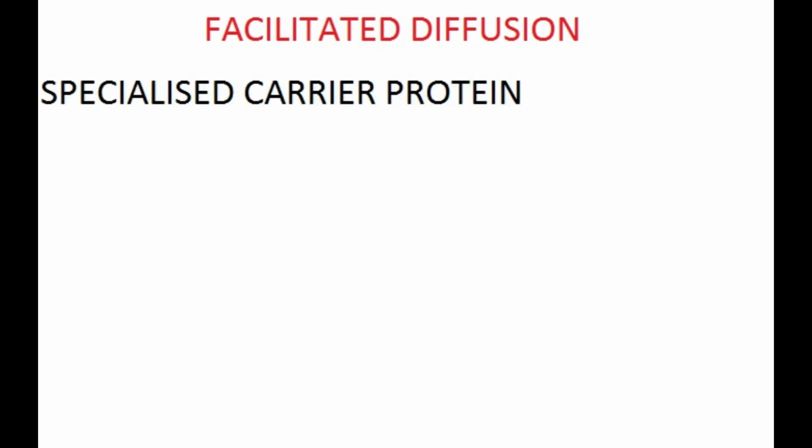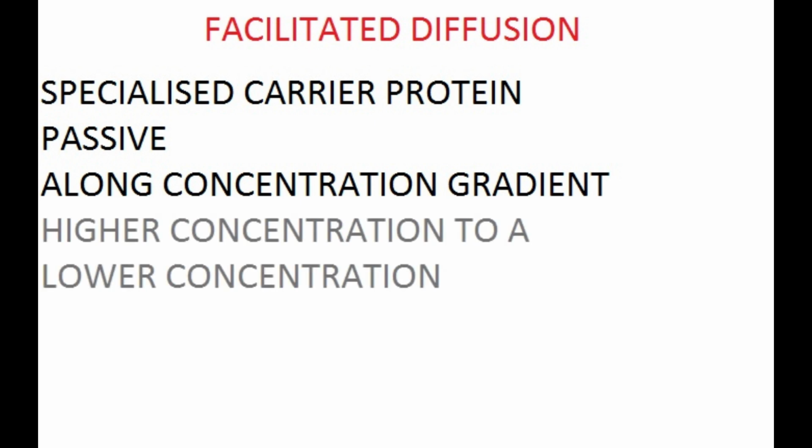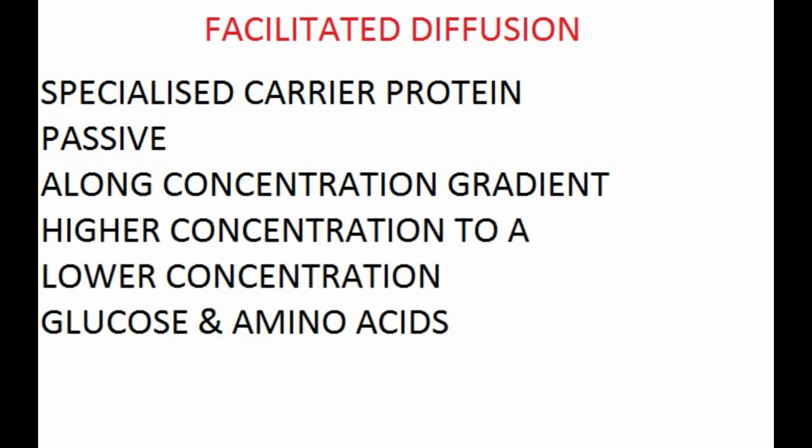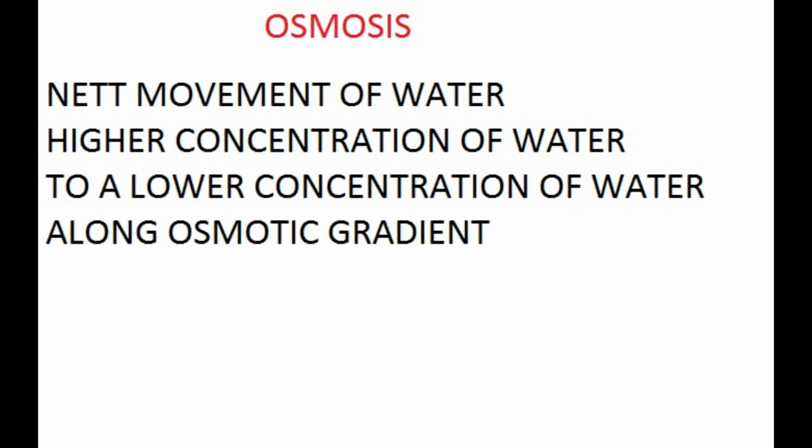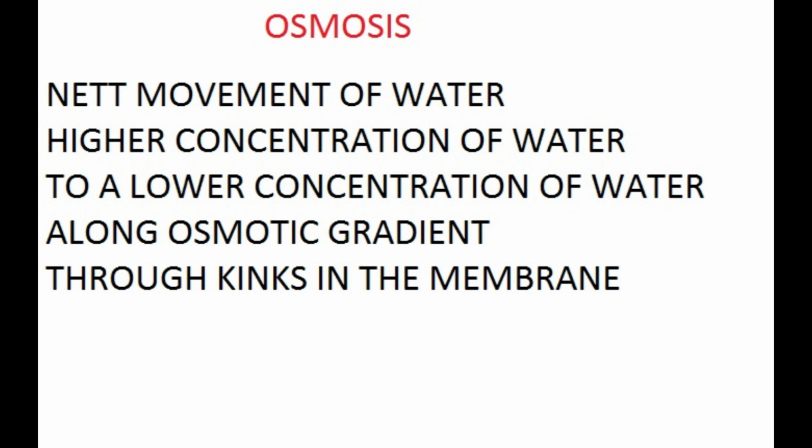Facilitated diffusion is just like normal diffusion, except that a specialized carrier protein is involved because the molecules are too big. It is still a passive process and still occurs along the concentration gradient from a higher concentration to a lower concentration. Glucose and amino acids come into the cell this way. Osmosis is the net movement of water from a higher concentration of water to a lower concentration of water along the concentration gradient. Water moves through the cell membrane in the kinks.